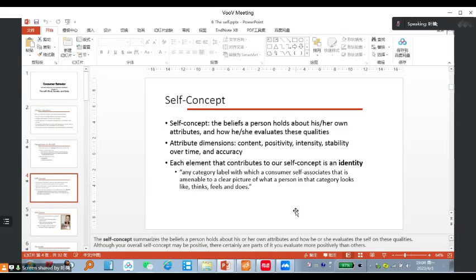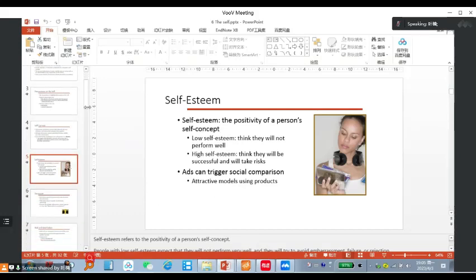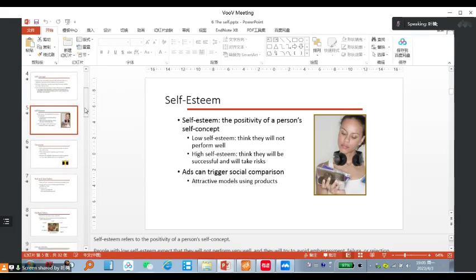Self-concept summarizes the beliefs a person holds about his or her own attributes and how he or she evaluates the self on these qualities. And we mainly emphasize self-esteem as the positivity of a person's self-concept. And a person with a different level of self-esteem will have different behavioral patterns. And marketers can use ads to trigger social comparison to help consumers buy their products to improve the level of self-esteem.